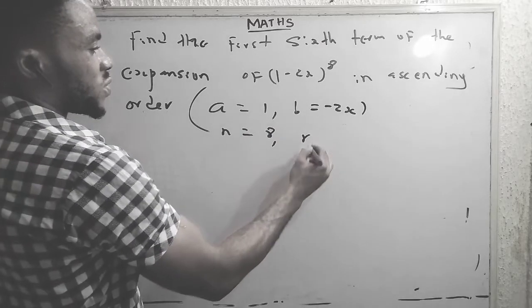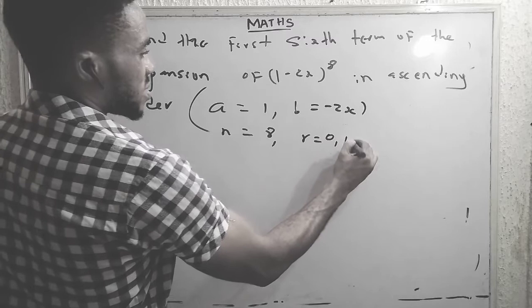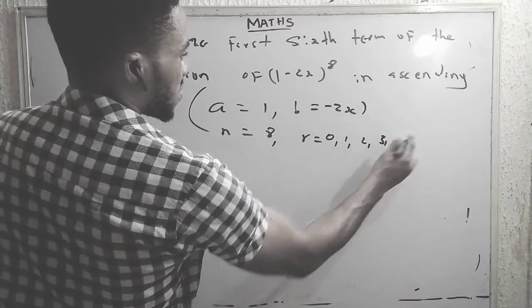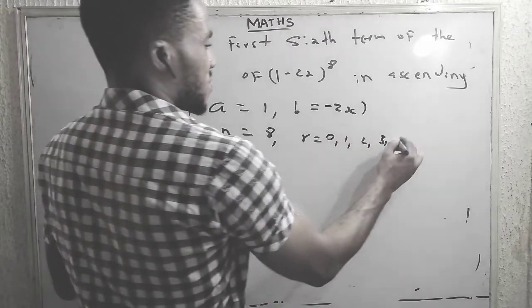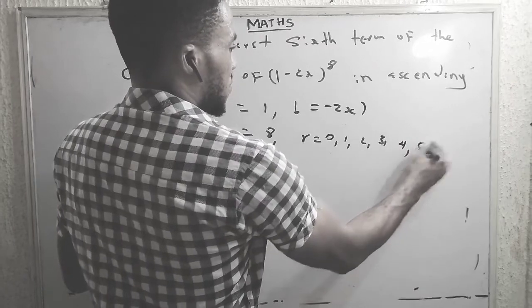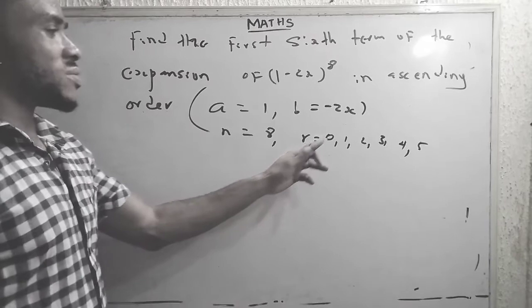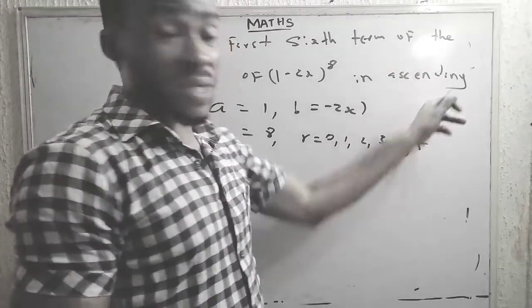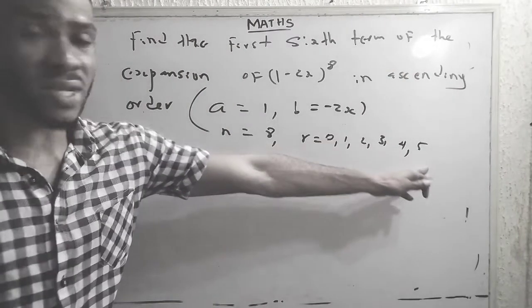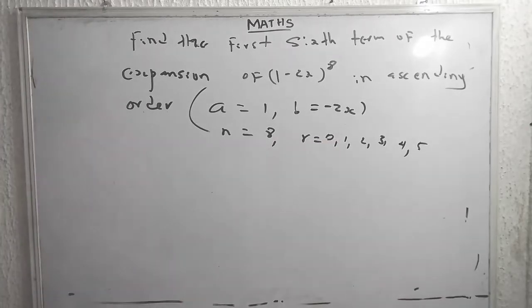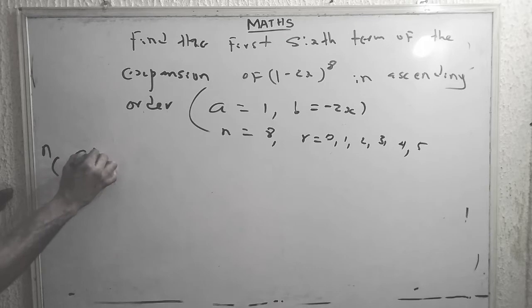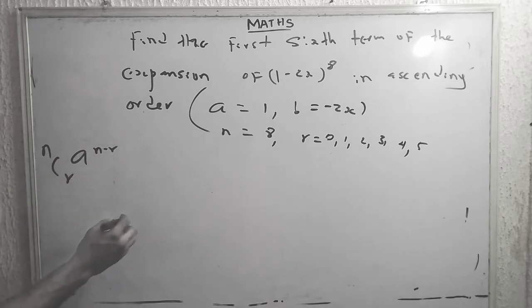So our r is going to range from 0, 1, 2, 3, 4, and 5. So when you count it, 1, 2, 3, 4, 5, 6, those are the first 6 terms. So if you start from 0, it's going to end at 5. So mind you, don't start from 1. So I'm going to write n combination r, a raised to power n minus r, with b raised to power r. That's what I'll be using.